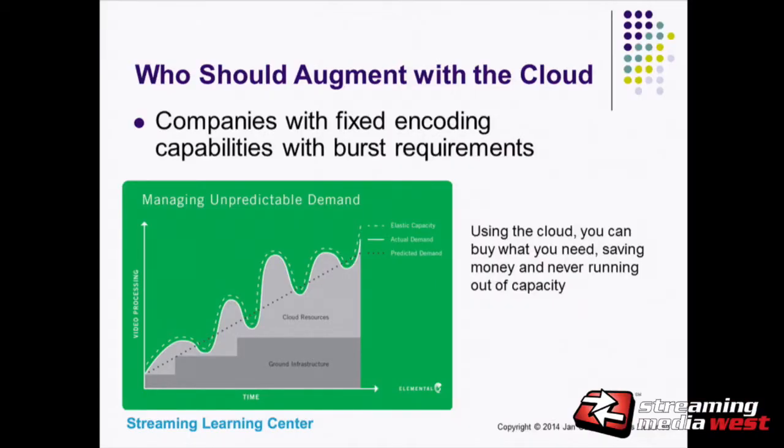And what Elemental is saying is, get your core of encoding that meets your consistent needs, and then use the cloud to fill in the spikes. And the cloud is never going to run out of capacity, so you're not going to have that issue. And you're never going to buy stuff you don't need because you only use the cloud when you actually need to encode the videos. So I think if you have consistent needs with spikes in your encoding demand, the cloud is just absolutely ideal.